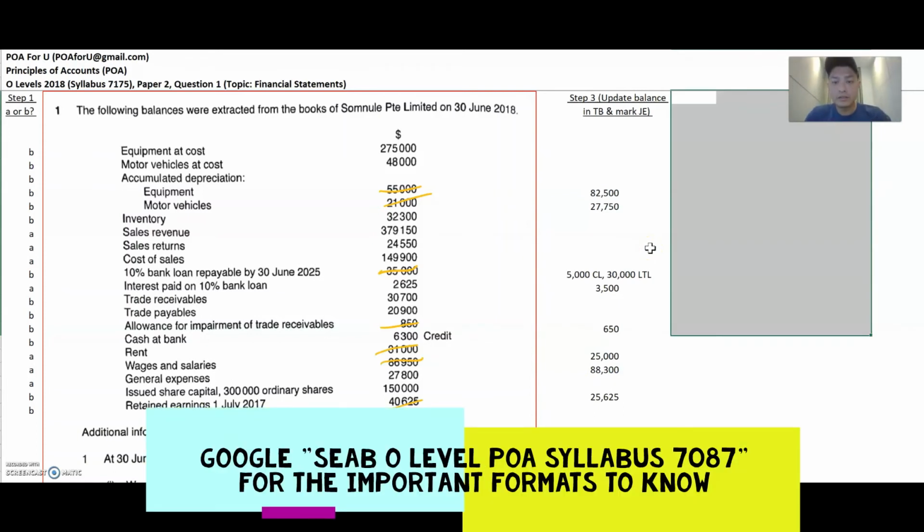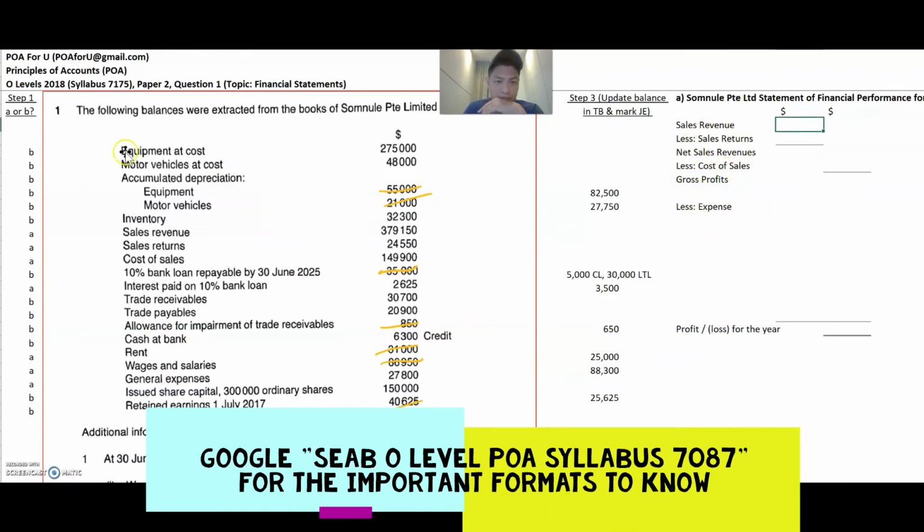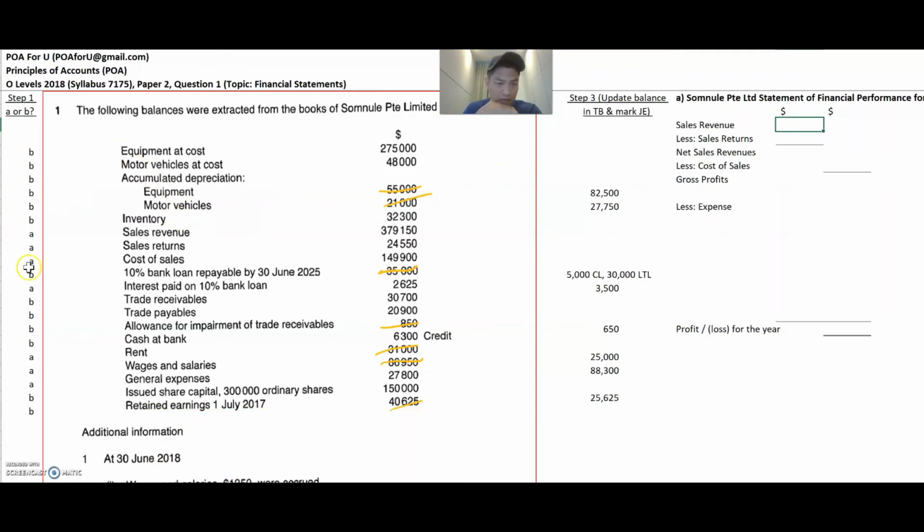Okay, so I'm going to take a standard format for the statement of financial performance. I'm going to paste it there. In this case, it's just sales revenues, less cost of sales, gross profit. There is no other income here, so it's just this standard section, and less your expenses. So I'm going to start transporting all the part A's here, right? Because this is a statement of financial performance. It's part A. I'm going to take all the part A's there.